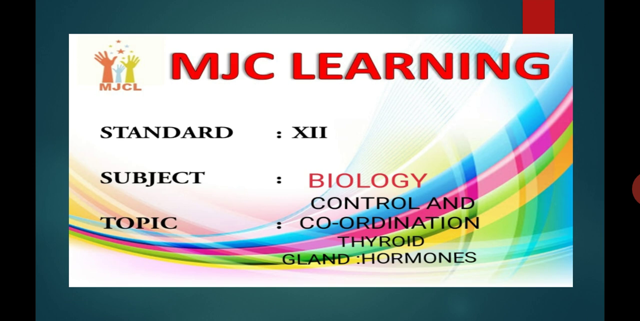Besides the follicles, some special type of cells are also seen which are called parafollicular cells or C cells. Students, these parafollicular cells secrete a hormone called thyrocalcitonin. So this is about our last lecture's content.